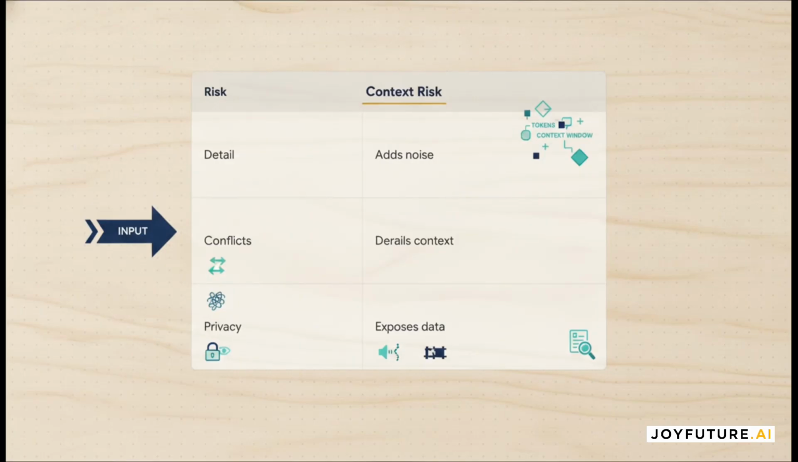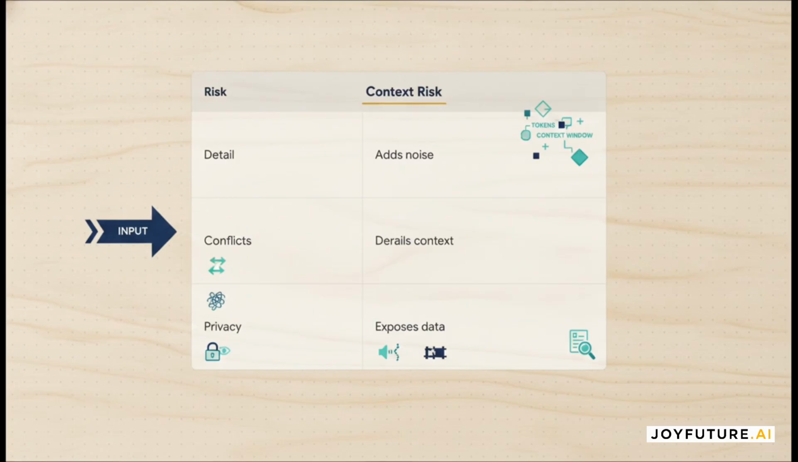So, knowing all this about the working desk, you might be thinking, okay, well, I'll just paste absolutely every single document I have into the prompt to be safe. Please don't do that. That is a terrible idea. More information is not automatically better context. Dumping too much on the desk creates very real context risk. Pasting in irrelevant detail just adds a ton of noise and confuses the AI about what the actual instructions are.